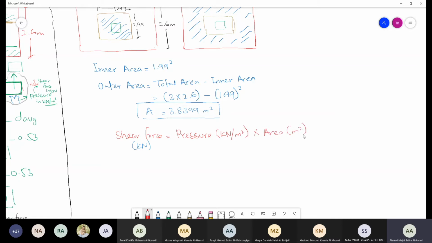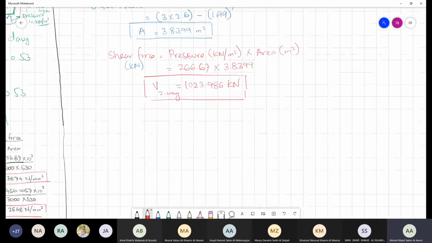Which area is the area that is supposed to be going up? So my pressure is going to be 266.67 multiplied by my area, which is 3.8399. Can you give me this value of shear force? 1,023.986 kilonewton. Now this is the shear force.